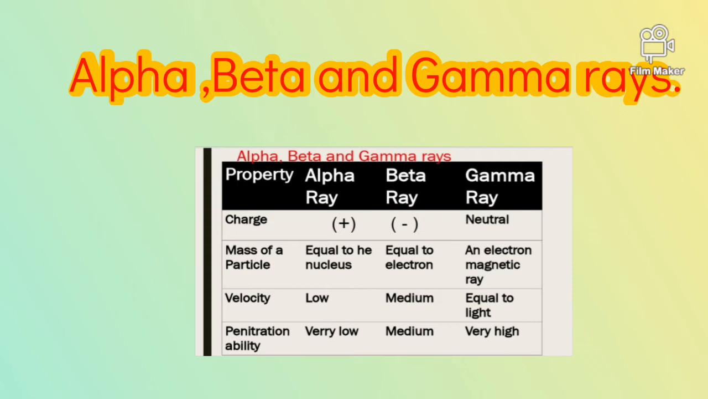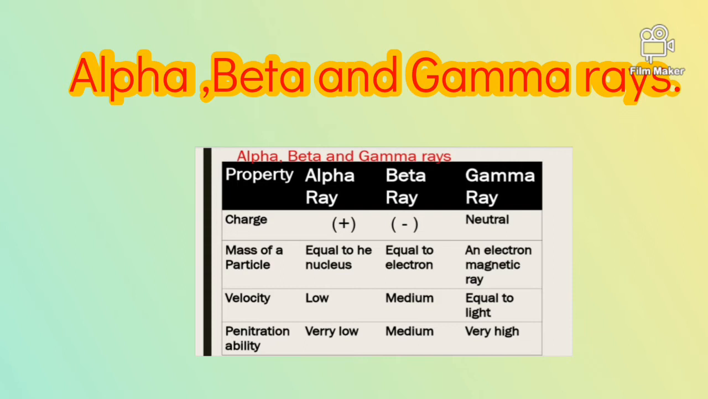Velocity. If you compare the velocity, alpha rays have the lowest velocity. Beta rays have medium velocity. Gamma rays, actually its velocity is equal to the speed of light because it is an electromagnetic ray.